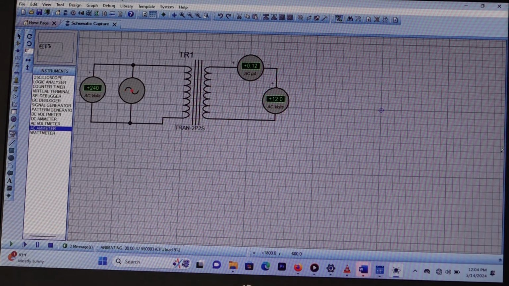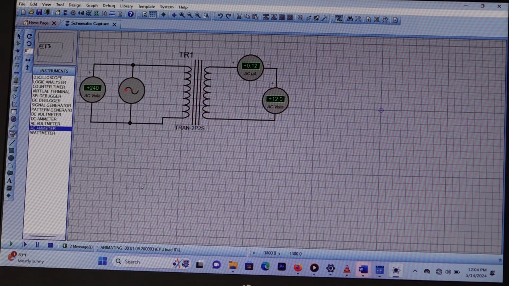Okay, so the reason why we have 0 ampere, or 0 milliampere, or 0.12 microampere, is that there is no load consuming current. There is no load. The primary coil and secondary coil have a very small internal resistance. Okay, fine. So let us stop our simulation.